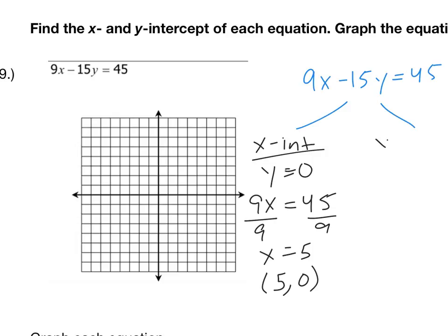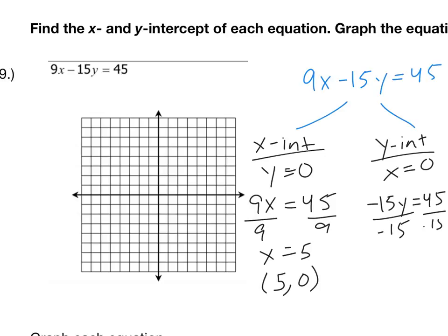What about your y-intercept? For y-intercept, we would set x to equal 0. So 9 times 0 is just 0. I'm not even going to write that down, which would just mean that we have negative 15y equals 45. You divide by negative 15 on both sides, and you get y equals negative 3. Or as an ordered pair, that would be (0, negative 3).